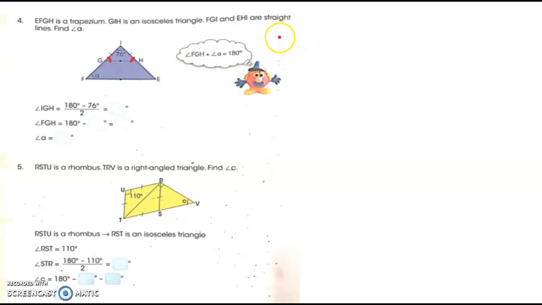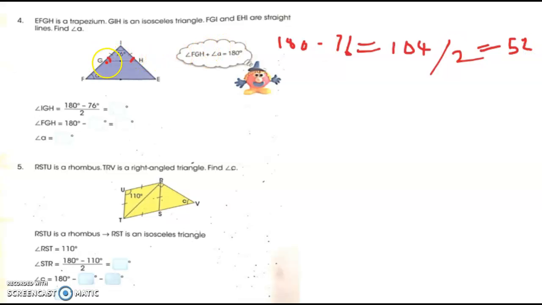That is 180 minus 76. How much do we get? 180 minus 76, we get 104. 104 divided by 2, because we are dividing it by 2, we get 52. Each angle, this is 52. So this is 52, this is 52.